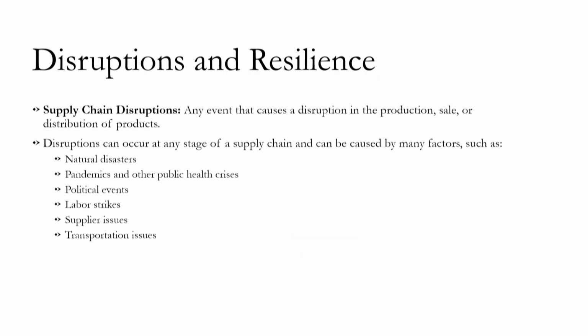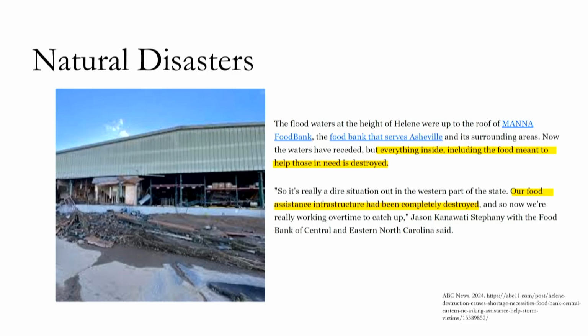All right, I want to talk briefly about disruptions, because unfortunately, food bank supply chains are affected significantly by disruptions. And supply chain disruptions are defined as any event that causes a disruption in the production, sale, or distribution of products. And they can occur for many reasons, such as natural disasters, public health crises, political events, labor strikes, and so on. And I want to give a couple of examples.